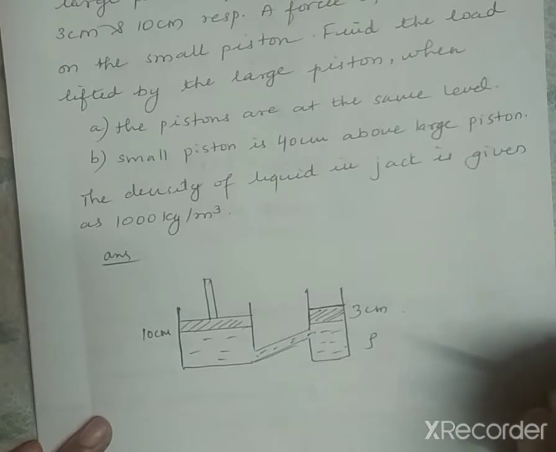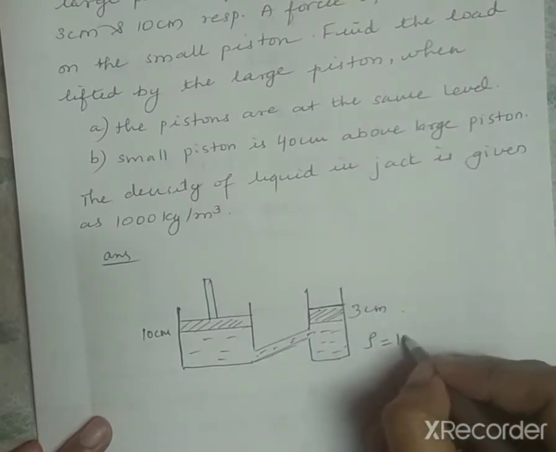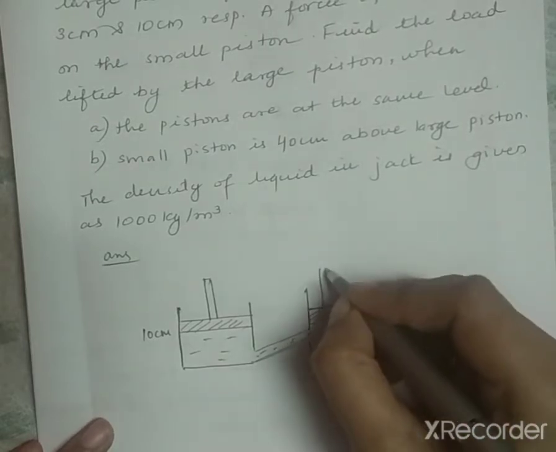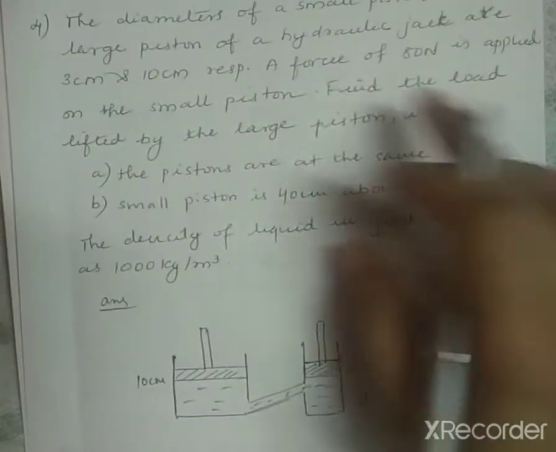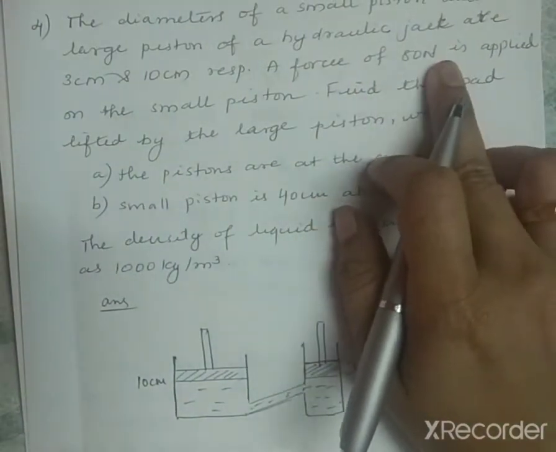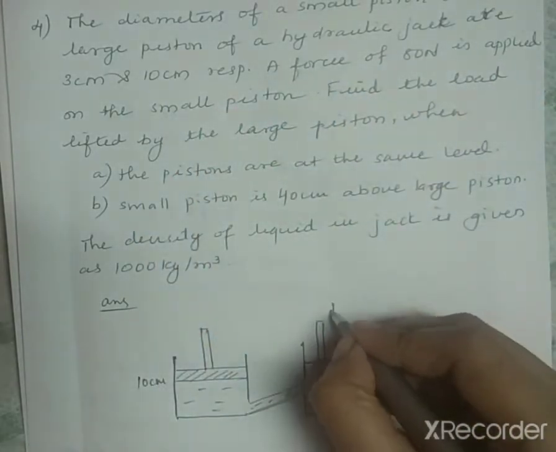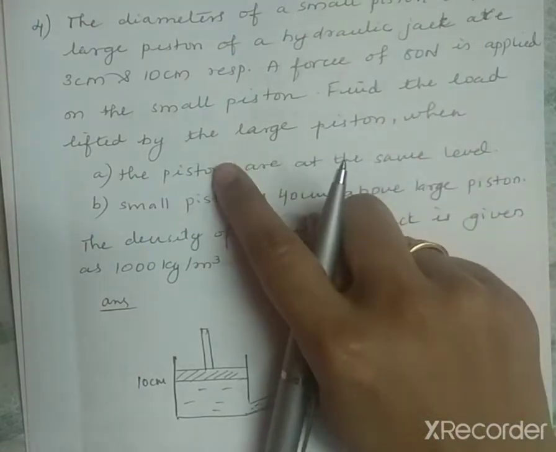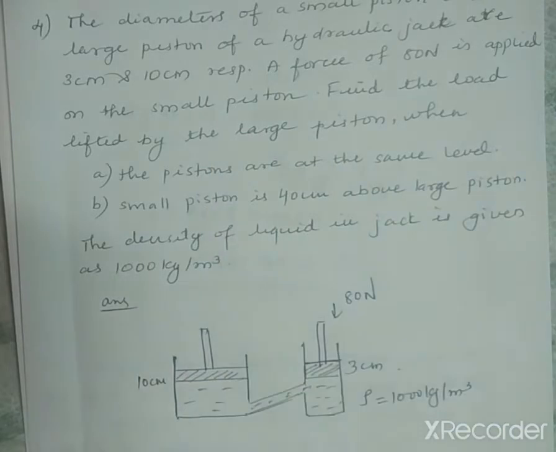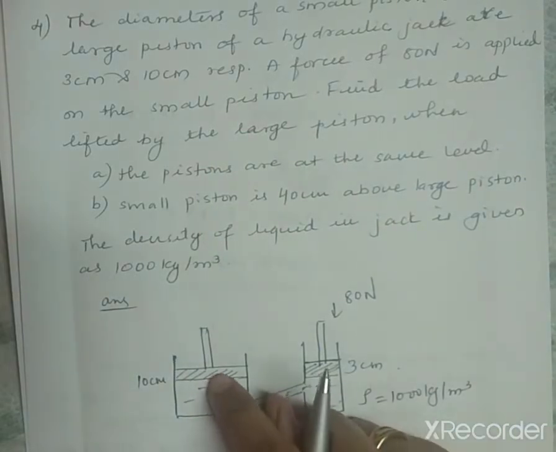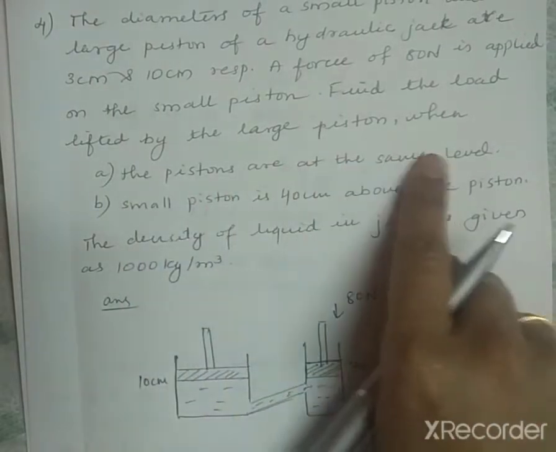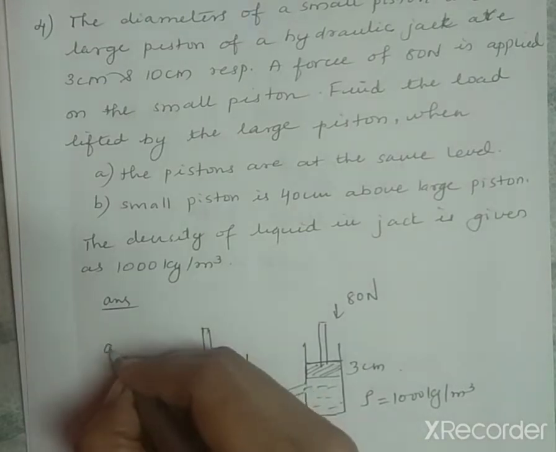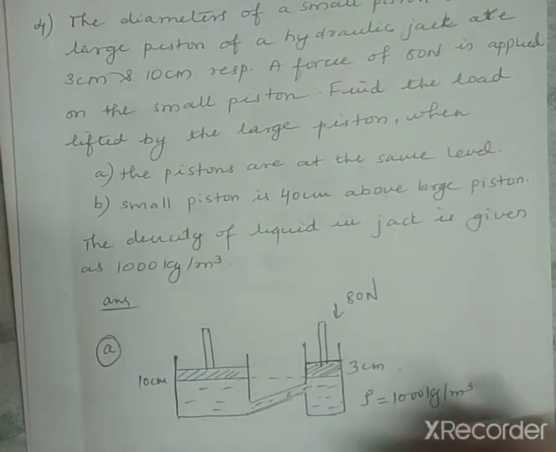It is connected by the same liquid of density equal to 1000 kg per meter cube. Then what all data are given? There is a force of 80 Newton applied on the small piston. So a force of 80 Newton is applied onto the smaller piston, and you have to find the load lifted by the larger piston. So what is the load over here? You have to find out. What was the first part? The pistons are at the same level. So I have drawn the figure for the A part, that is when the pistons are at the same level.